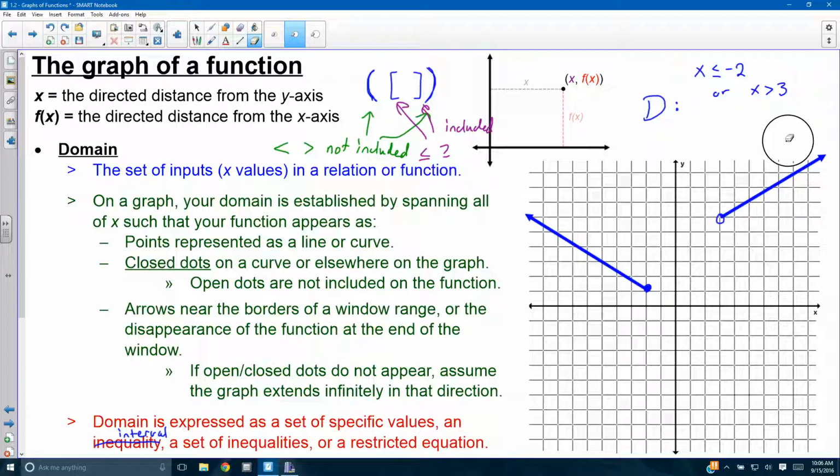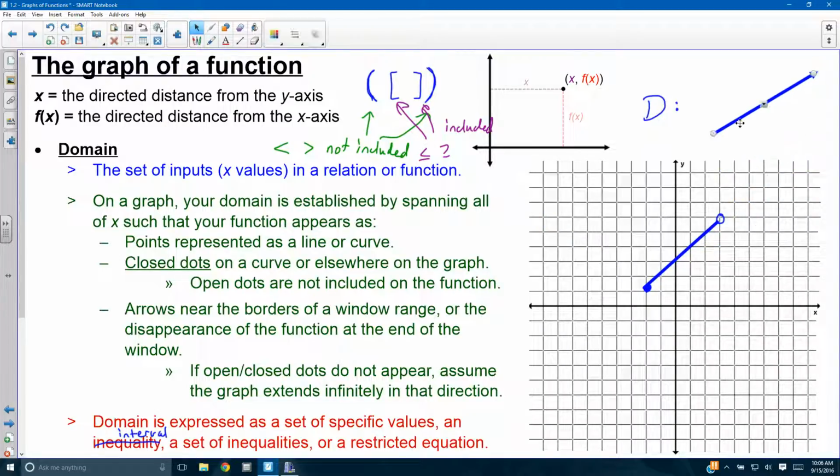Okay, what if instead it was the ones in between? What if instead I took this ray and made it a segment like that, and I took this one out of the way? Okay, so in this case, what can it be? It can be between negative 2 and 3, including negative 2, not including 3. And if I wrote it in interval form, negative 2 to 3, where 3 is not included.